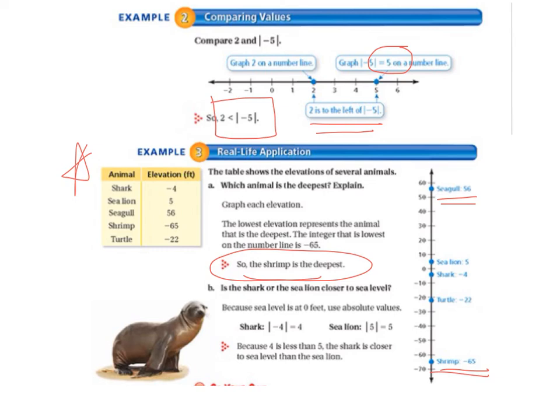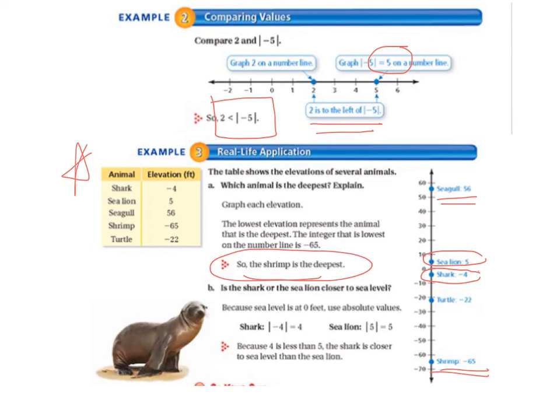Letter B, is the shark or the sea lion closer to sea level? So the shark is at negative 4, and the sea lion is at 5. Because sea level is at 0 feet, we use absolute values.